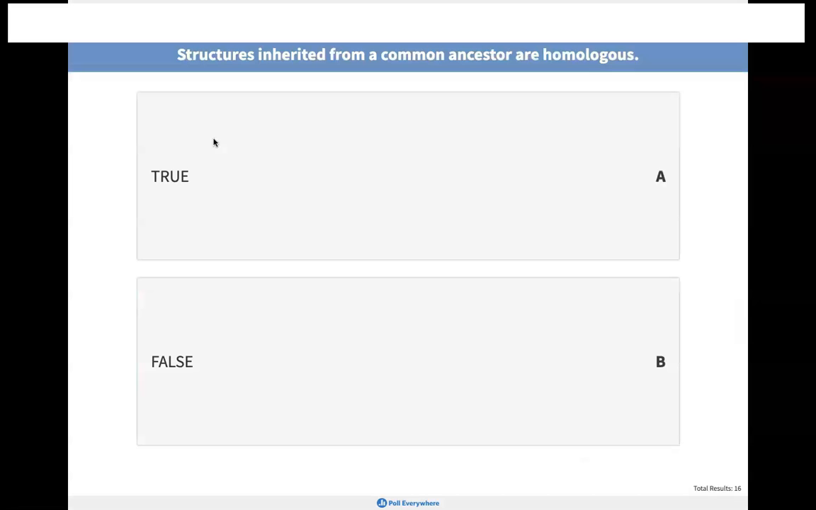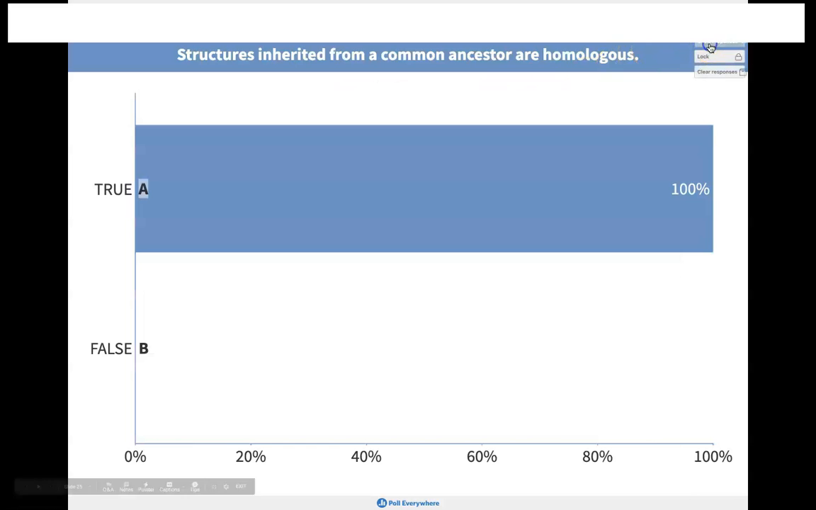Structures inherited from a common ancestor are homologous. True or false? Definitely true. I do want to stress that homologous structures are similar in characteristics, can be different in function. There is a common ancestor. This is very much true.